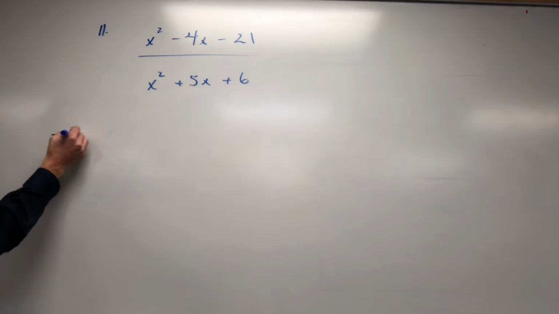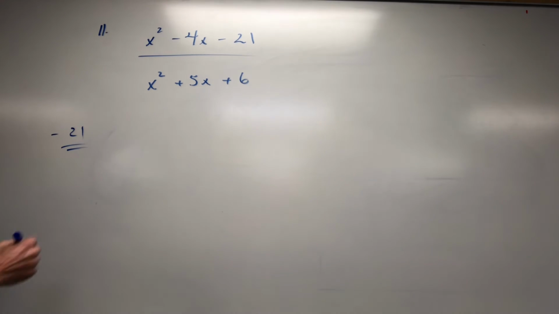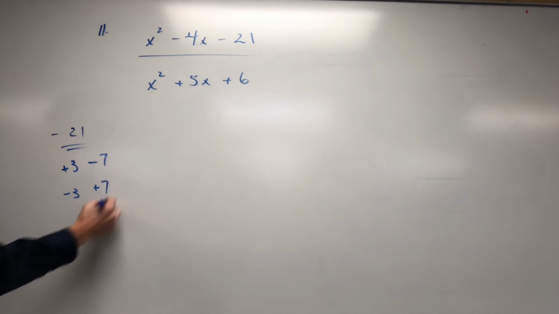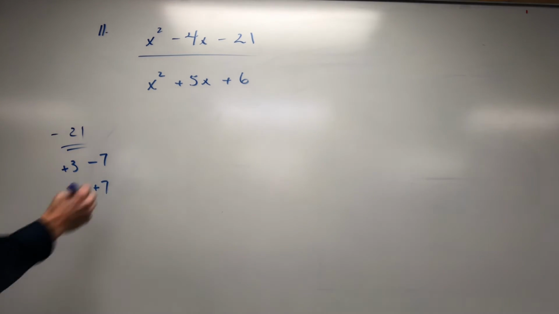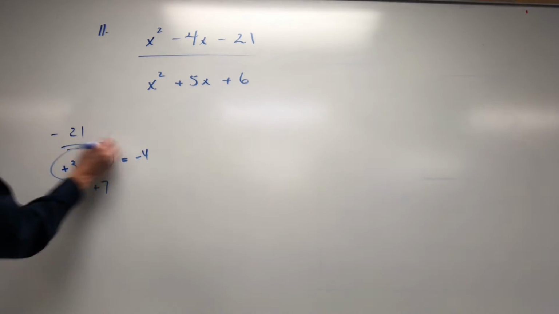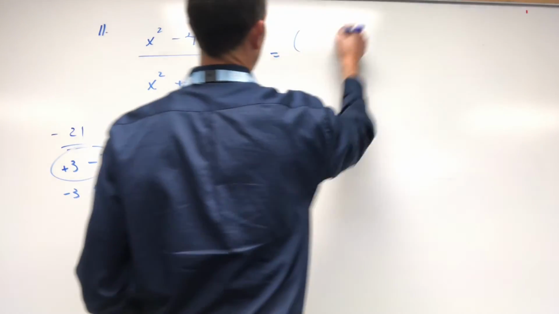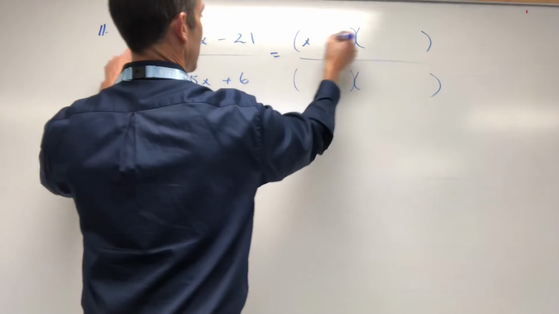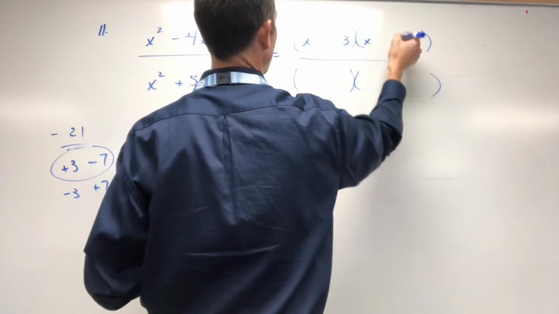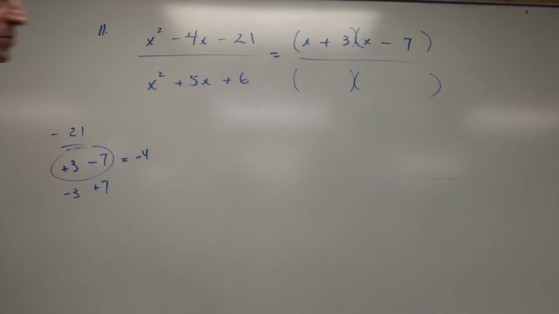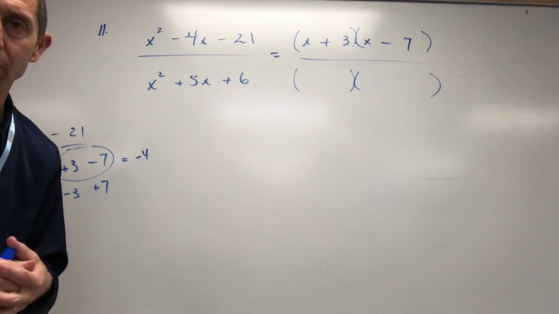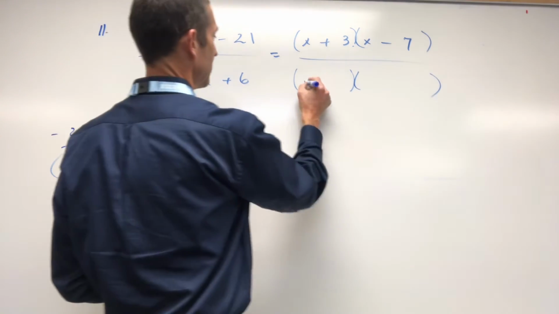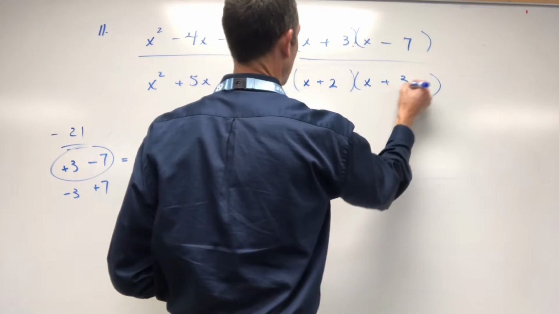Negative 21, so you start thinking about that. Probably going to work with the +3, -7, or -3, +7. Looks like this gives me the -4, so that's what I want to roll with. So here we go, x plus 3, x minus 7, boom, boom. So we factor that top, we split that 21 with the 3 and 7. Factor the bottom to get 6, that's not too bad. That's just going to be x plus 2, x plus 3.